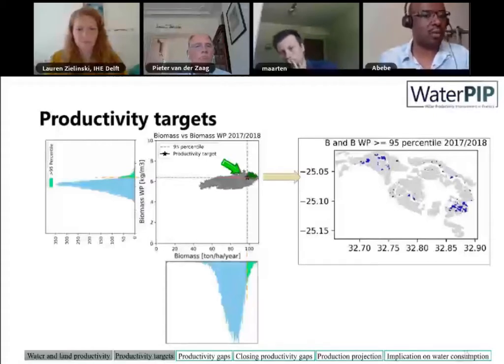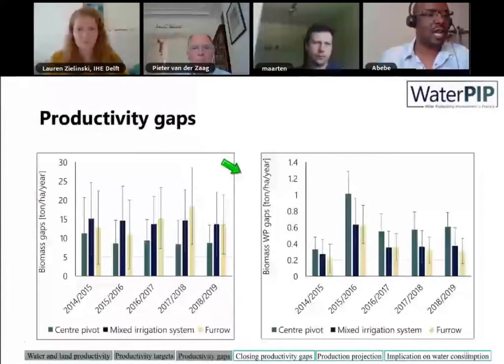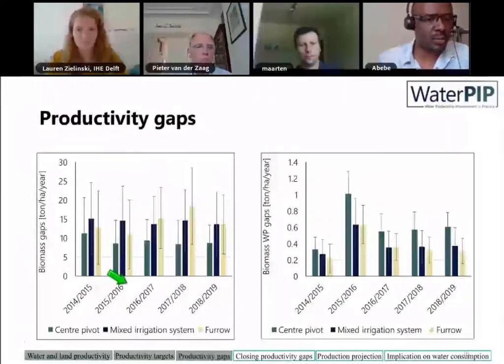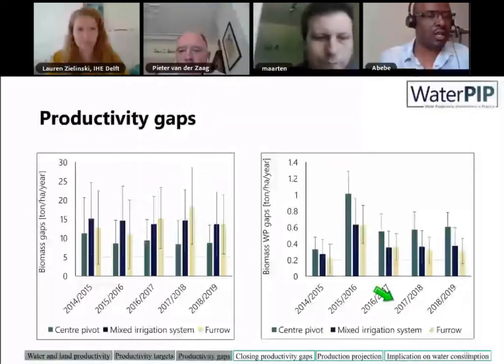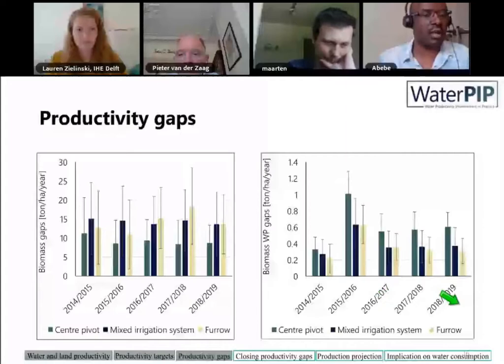And then the productivity gap could be calculated by considering the value of those targets versus the value at each pixel. So the productivity gap on the left is the biomass gap, and on the right is the biomass water productivity gap, for five seasons and for each irrigation technology. As seen in this picture, the biomass gap is large under furrow irrigation compared to center pivot, for instance, whereas the water productivity gap is very large under the area irrigated by center pivot compared to the area irrigated by furrow.